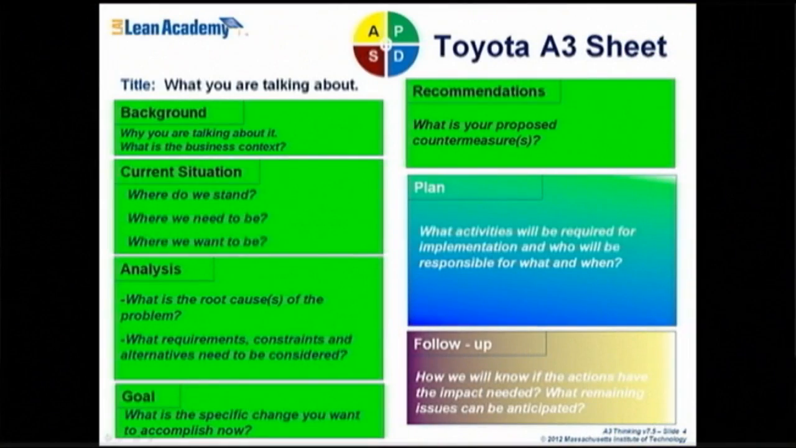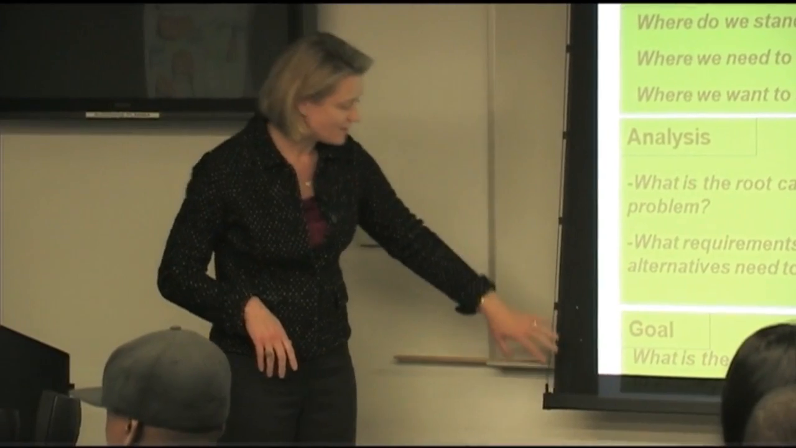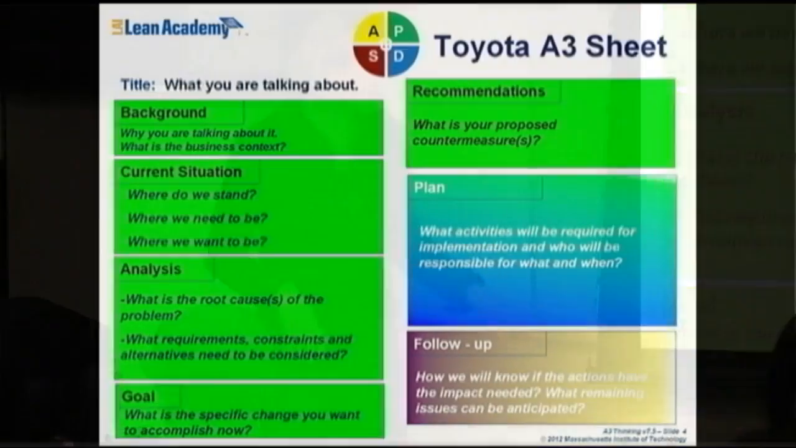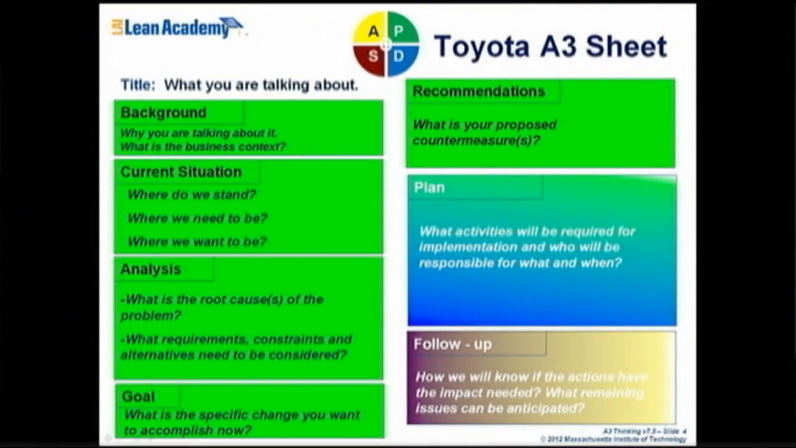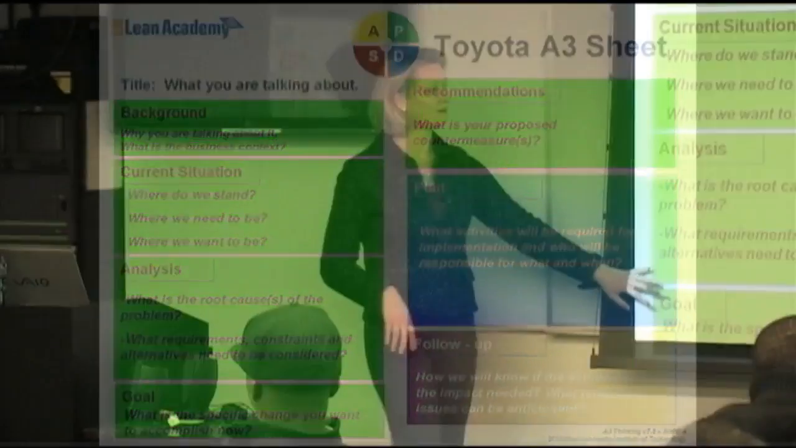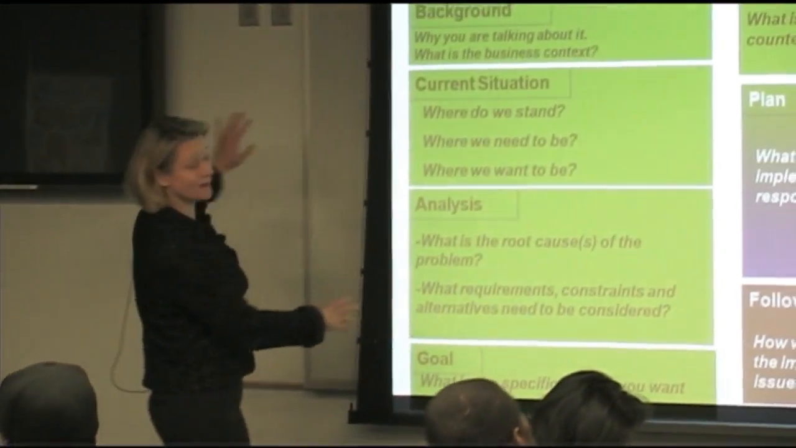Then there's some analysis usually done, trying to get at really what's the root cause of the problem you're seeing, requirements, constraints, or alternatives that have to be considered. And then lastly, down here, although it's sliding off the page, is the goal. So what's the specific change that you want to accomplish now? All right, so this is called the left-hand side of the A3.